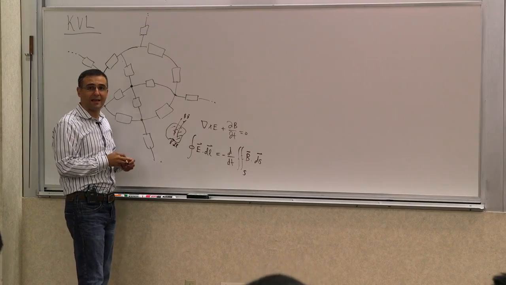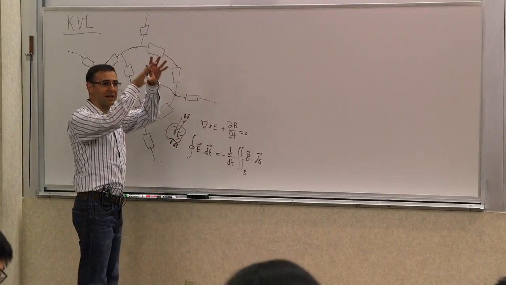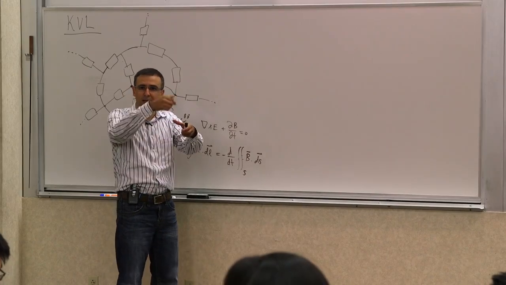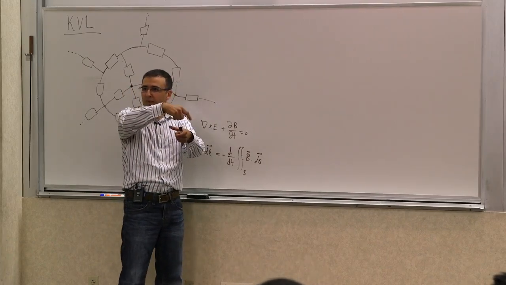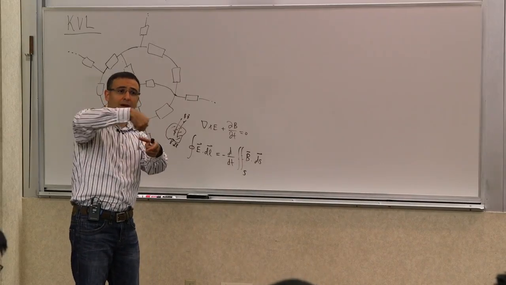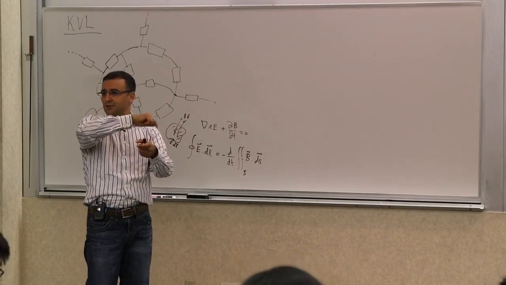So it says that if you have time varying magnetic field, so I have a little loop and I have magnetic field changing through this, it induces electric field. That is not conservative anymore. If you go around the loop, you will accumulate some energy.